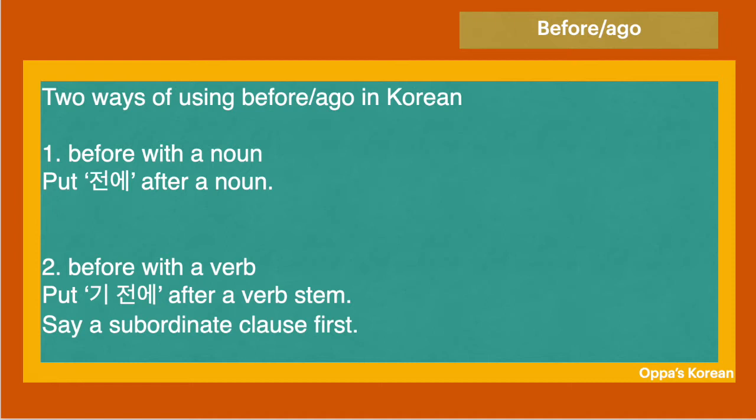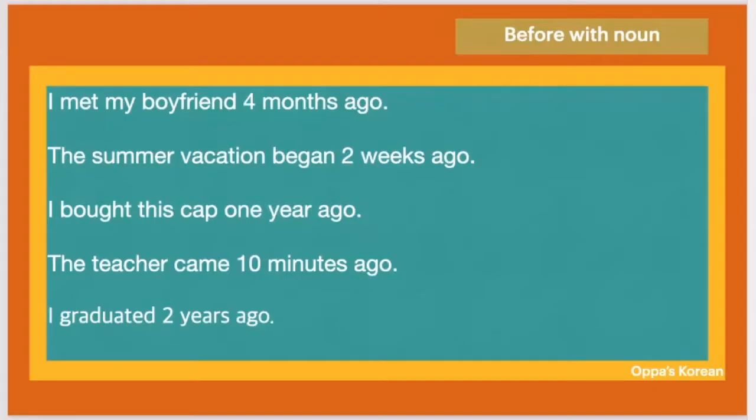But please keep in mind here, in Korean, you should say a subordinate clause first. If you don't get it right now, no worries. First, I will show you how to use before with a noun. Here are 5 sentences.